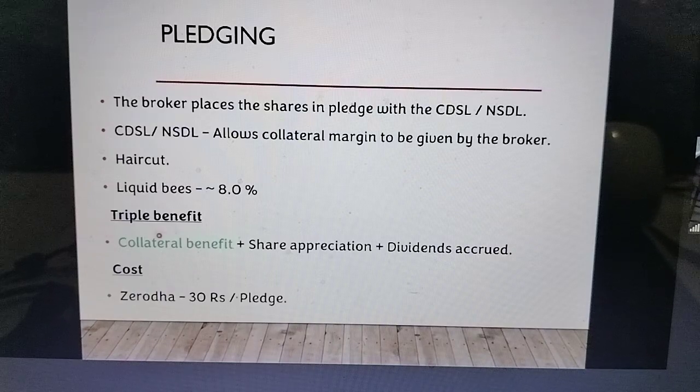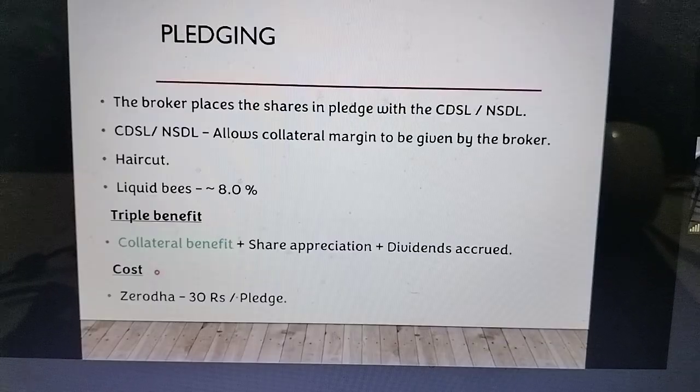The benefit of pledging is that it gives us collateral benefits. Like right now we saw, we bought liquid base and we have pledged the liquid base. So after pledging, even though we have bought liquid base for 5 lakhs, we have got approximately 4.6 lakhs in our account, which can be used for selling a call option in CC1. So that's the benefit.